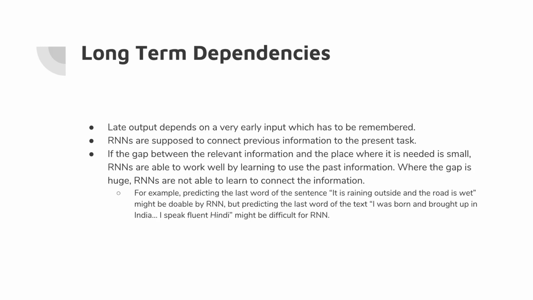But in the case of it is raining outside and the road is wet, the word wet is pretty much obvious. Hence in this sentence the gap is pretty small, and in the sentence, I was born and brought up in India and I speak fluent Hindi, the gap is slightly bigger. RNNs may work well in the first case, but they might have difficulty predicting the word Hindi in the second sentence.